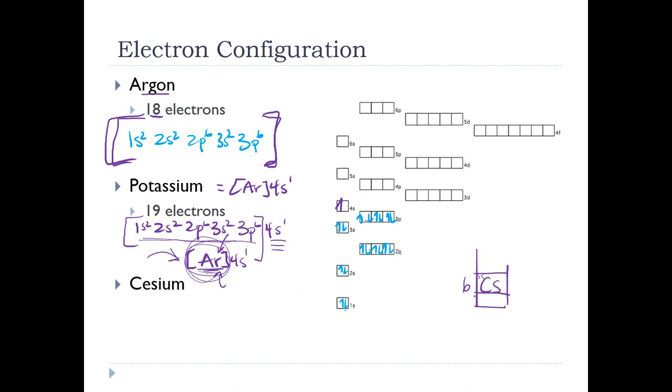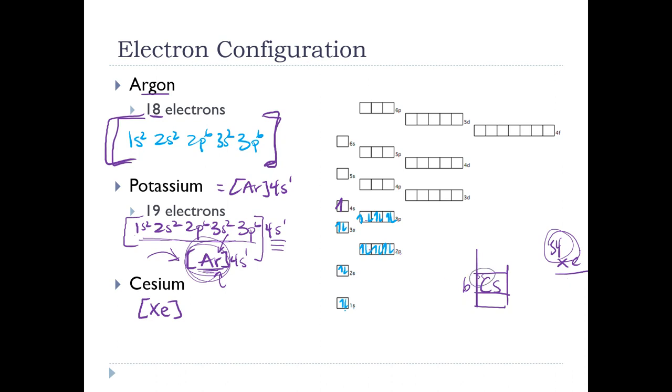I'm going to go backwards on the periodic table and see if I can find a noble gas. 55, going backwards, 54. Hey, what's element 54? It's xenon. Xenon is a noble gas. So xenon up here is 54. Going backwards: 55, 54 is xenon. So cesium is everything, those 54 electrons that xenon has, plus 1 more to get to 55.